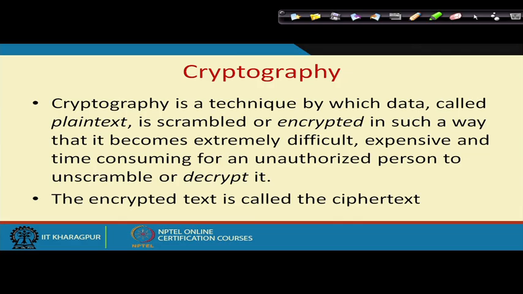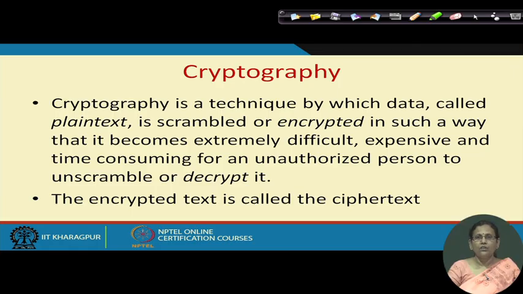And while talking about the security categories, we learnt that one of these important security categories is that the data should not be revealed to unauthorized people. So, this cryptography is the technique which helps doing that. This cryptography is a technique by which the data, called the plain text, is scrambled or encrypted in such a way that it becomes extremely difficult, expensive and time consuming for an unauthorized person to decrypt it. So, which means now what is your plain text in this context?